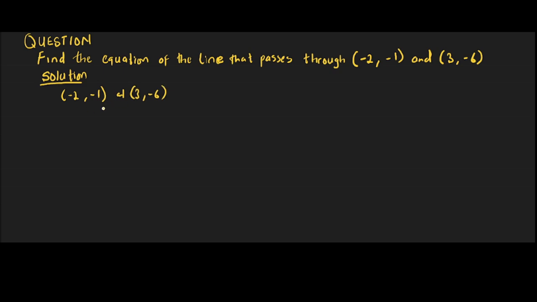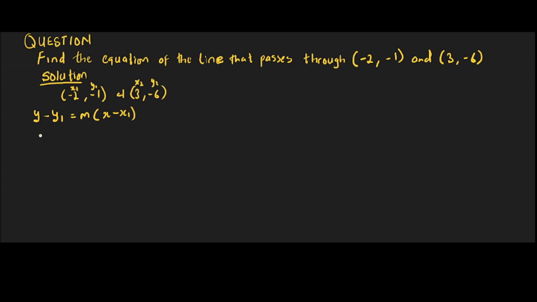In this case, we are being given 2 points, so we want to find the equation of a line given 2 points. We make use of the formula y minus y1 equals m bracket x minus x1. Using this formula, we are going to get the equation of our line. This is x1, this is y1, this is x2, and this is y2.